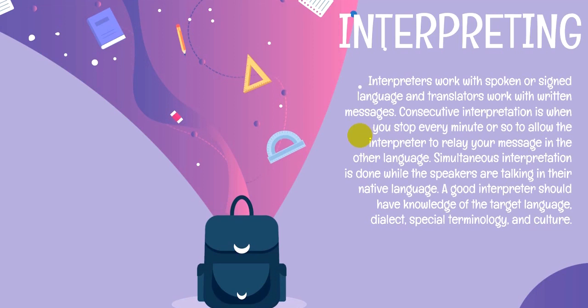While simultaneous interpretation is done while the speakers are talking in their native language. A good interpreter should have knowledge of the target language, dialect, special terminology, and culture. Simultaneous interpretation uses audio equipment, with the interpreter located in a soundproof booth away from the participants. This method means the speaker speaks continuously and does not pause, so the interpreter must listen to the speaker carefully. And the interpreter's fluency in the target language must be very good, I mean perfect, in order to avoid misunderstanding and miscommunication.